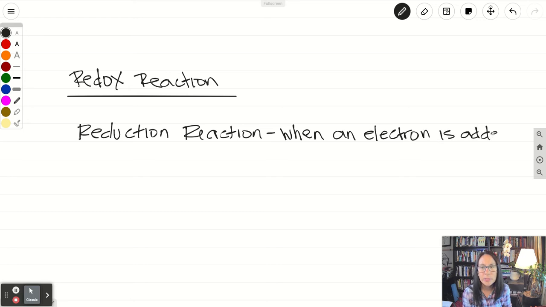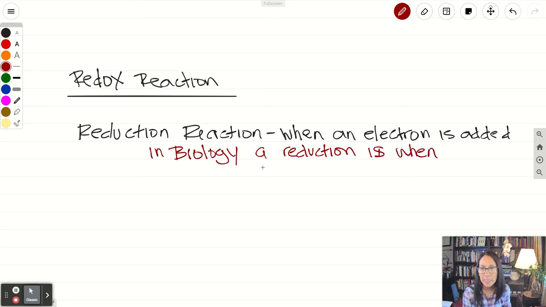When an electron is added to a molecule, it's called a reduction. And I want to say that this is a chemistry concept. In biology, because hydrogen atoms have just one electron, when a hydrogen is added, we call that a reduction. So I'm going to write this in a different color. In biology, a reduction is when a hydrogen is added.